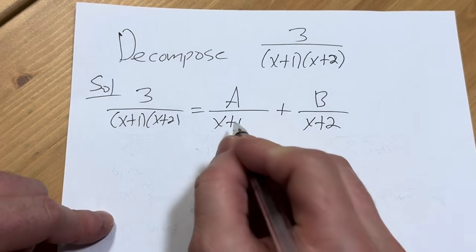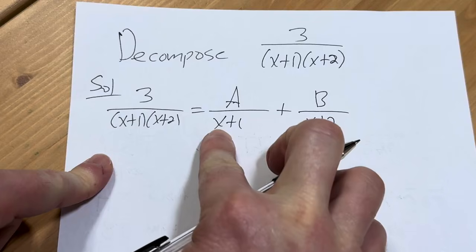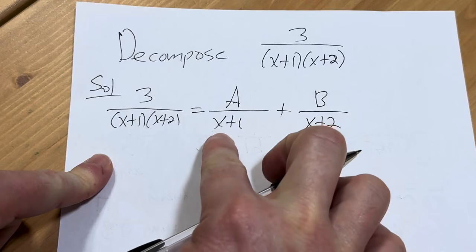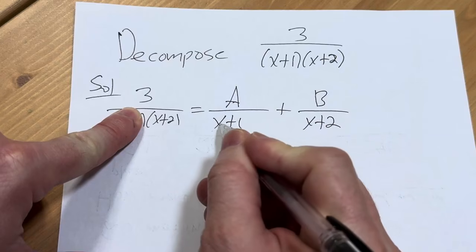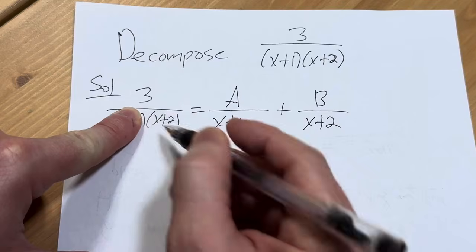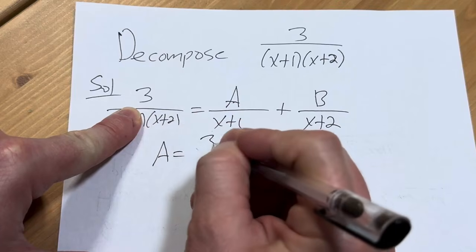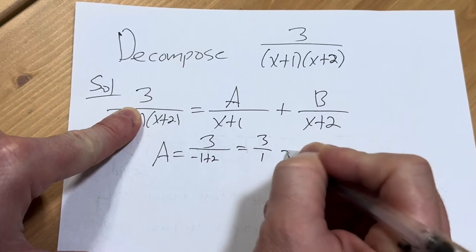To find A, you cover up, hence the name cover-up method, whatever is under A. So x plus 1 is under A, so you cover it up over here, and then you ask yourself, what makes this 0 here? Well, -1 makes this 0. So you put a -1 here. So A is equal to 3 over -1 plus 2. So 3 over 1, so 3.